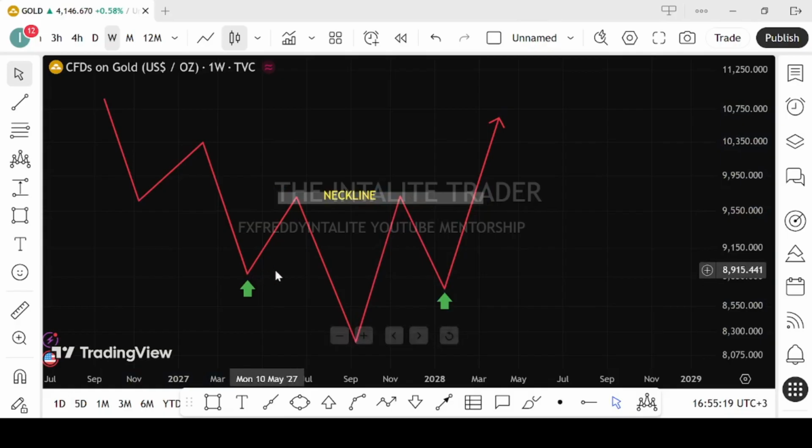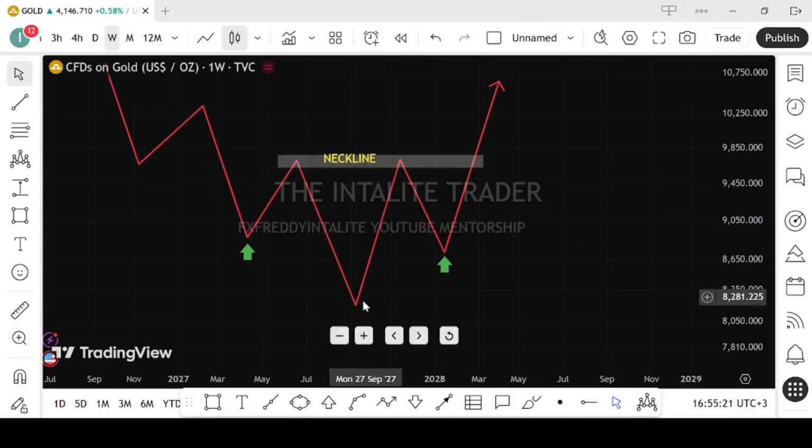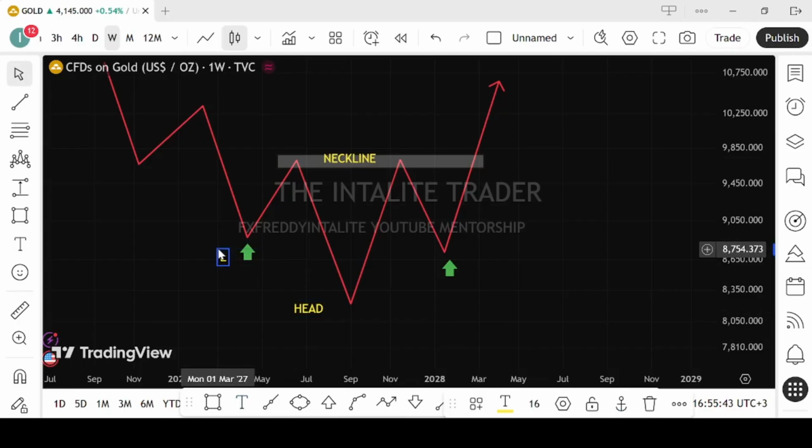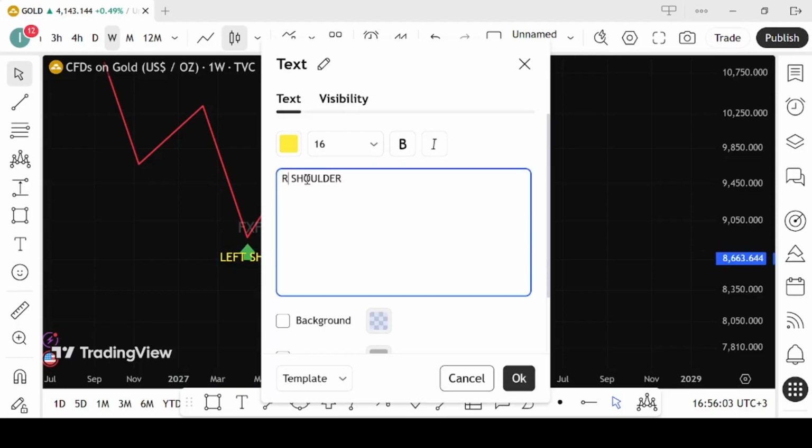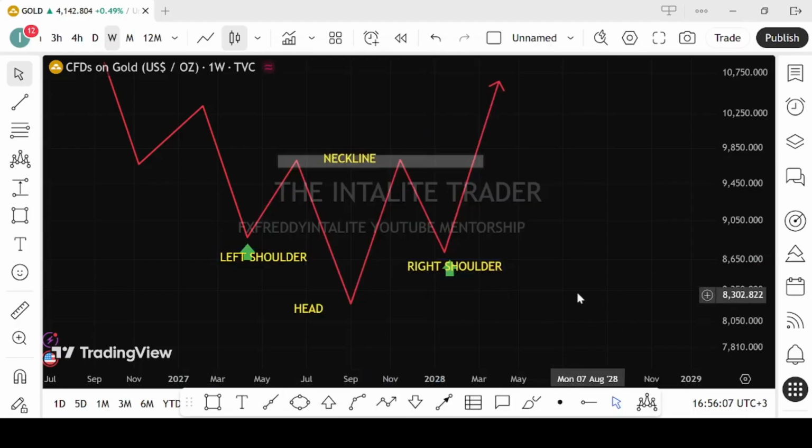Then this is a left shoulder. We have a head. Let me write. This is a head, and then this is your left shoulder. Right shoulder. This right shoulder forms, if you remember, our failure swing.